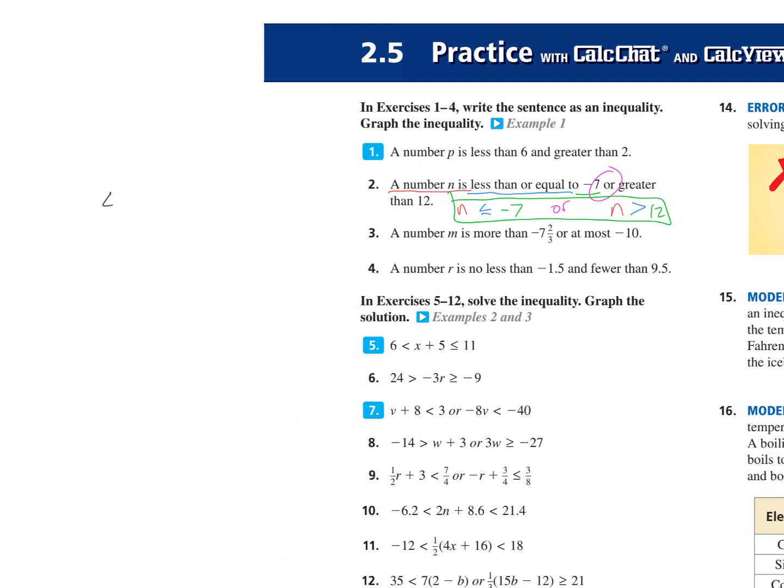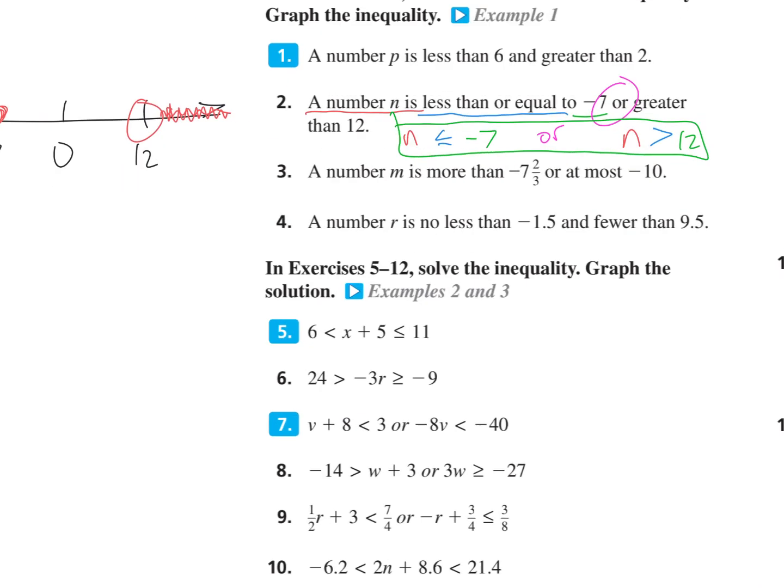So here is our graph over here. We're going to have -7, we got 0, we got 12. N is less than or equal to -7. That's going to be filled in, shaded to the left, all the numbers less than. And then N is greater than 12, all of the numbers bigger than 12 with an open dot.